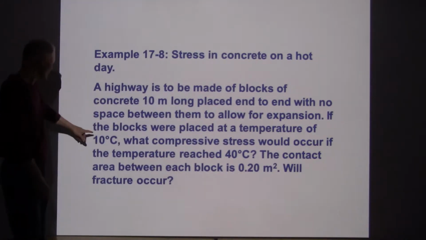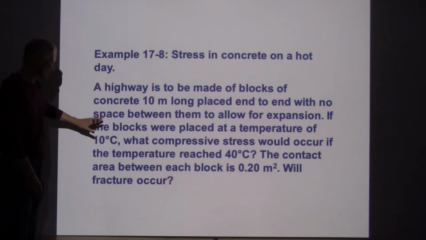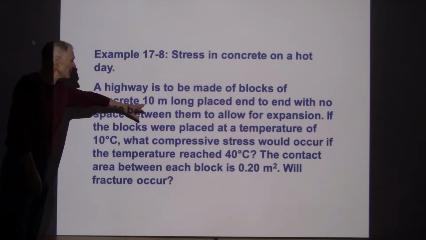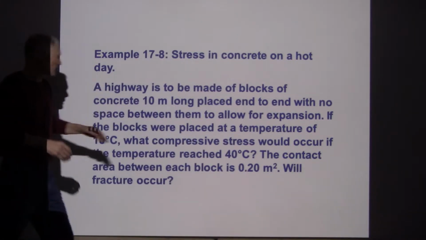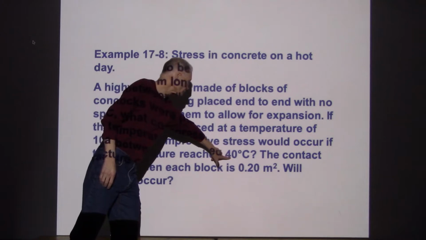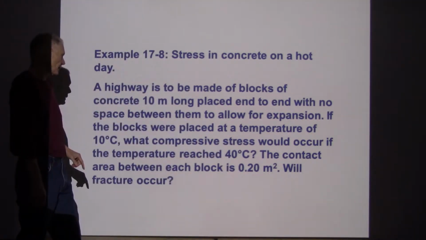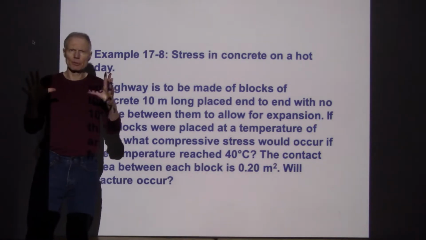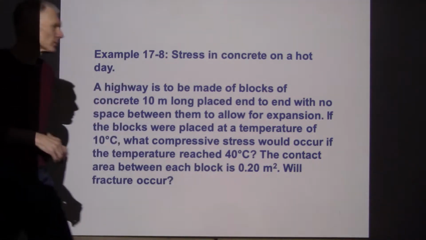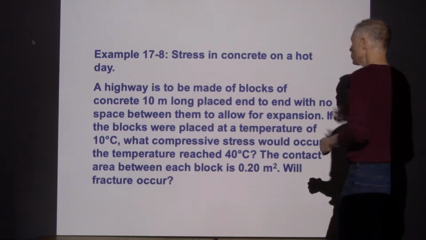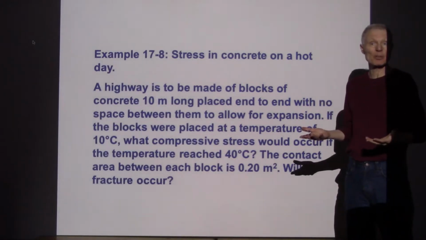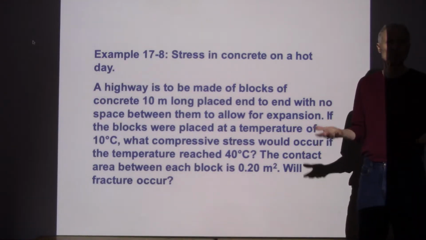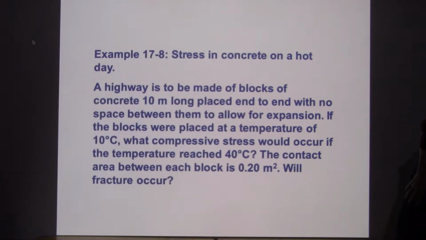So it says we're going to start off at a temperature of 10 Celsius. We have 10 meter long concrete blocks. The temperature is going to go all the way up to 40 Celsius, and then it gives the cross-sectional area. It turns out we don't need all these numbers to solve for this, but we can look at the 10 Celsius going up to 40 Celsius and ask ourselves, how much stress is that going to produce? So here we go.